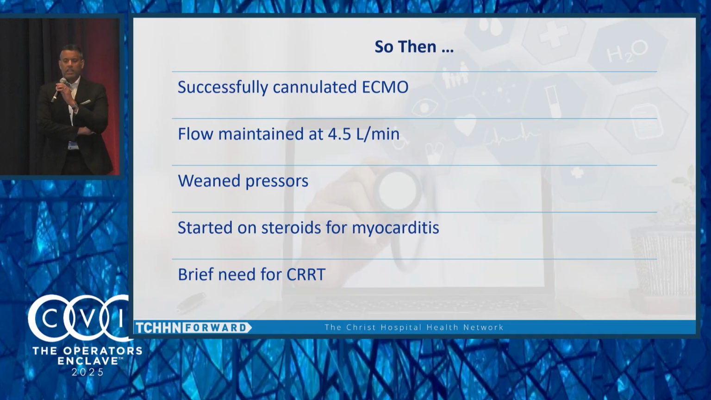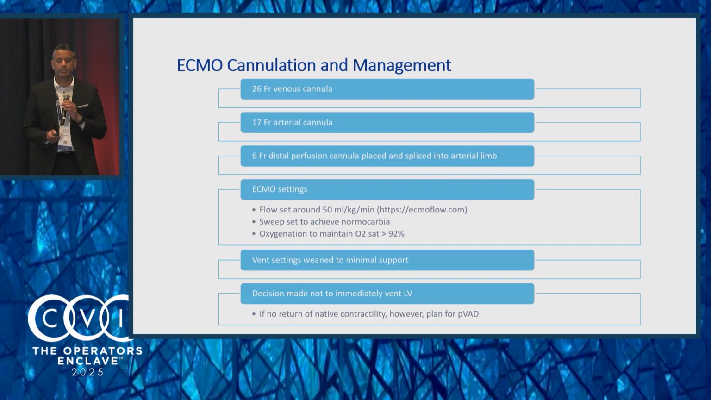So cannulated, this is all done in the cath lab in real time. Cannulated, we maintained flows at about 4.5 liters per minute and started to wean pressors thereafter. Started on steroids. We can debate whether that's the right answer or not for acute myocarditis, but for a patient who's basically dying, we put that on. And because of progressive renal dysfunction, also needed some CRRT briefly.